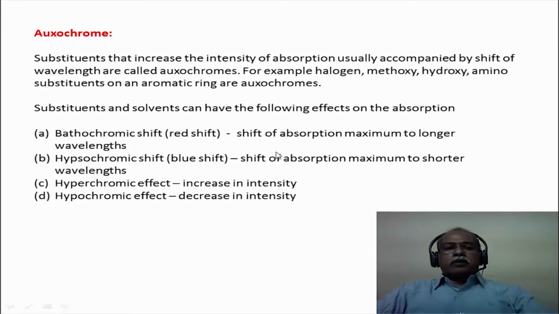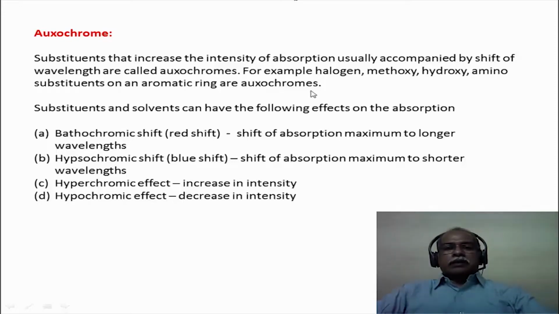In addition to chromophores, there are substituents which enhance or shift the wavelength, which are called auxochromes. For example, halogen substitution, methoxy substitution, hydroxy substitution, amino substitution, or nitro functional group substitution can be present in an aromatic ring, and these are all called auxochromes of the chromophore. In other words, the chromophore undergoes the transition from one electronic state to another.